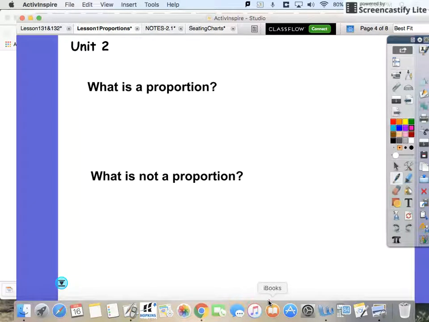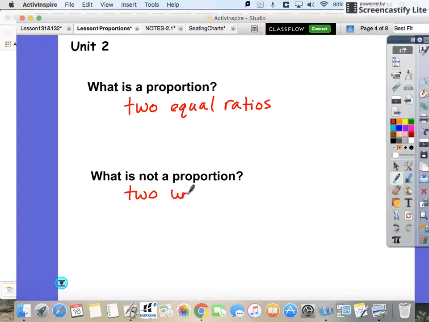All right, this is the first lesson in chapter 2 for geometry. It's on proportions and solving proportions. So first of all, you might want to know what a proportion is: it is two equal ratios. What is not a proportion is two unequal ratios.